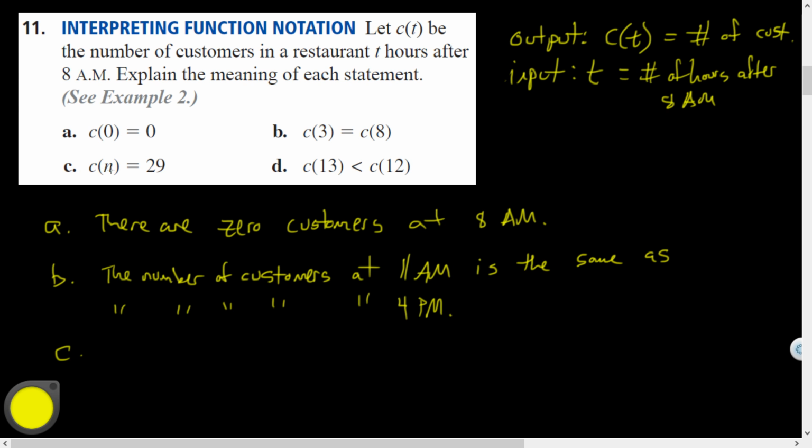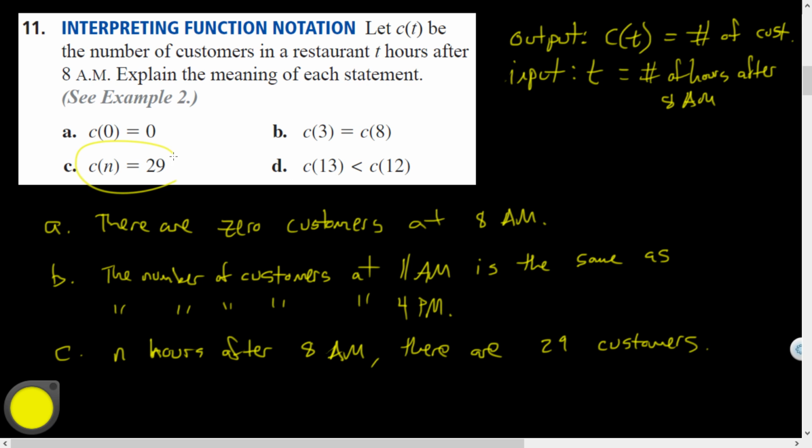Let's see, C. So for this one, N hours after 8 a.m., I don't know what time this actually represents. There are 29 customers. We have no idea when that is. We just know that with this little fact, that's what that means. N hours after 8 a.m., the output of this function is 29 customers.